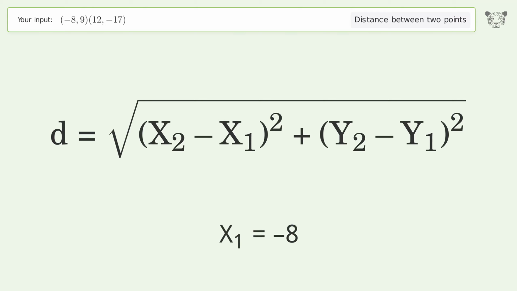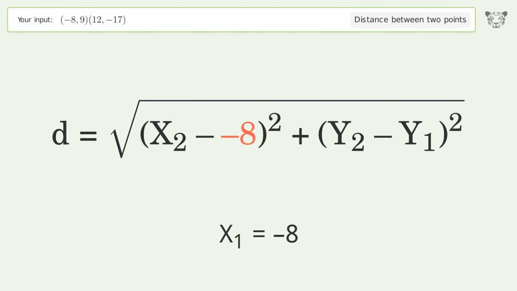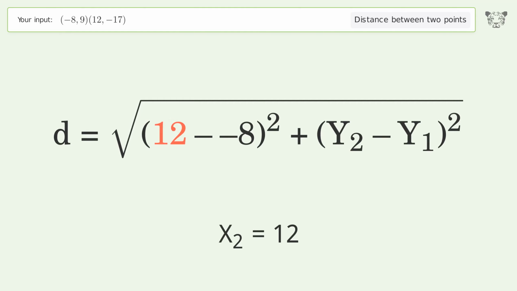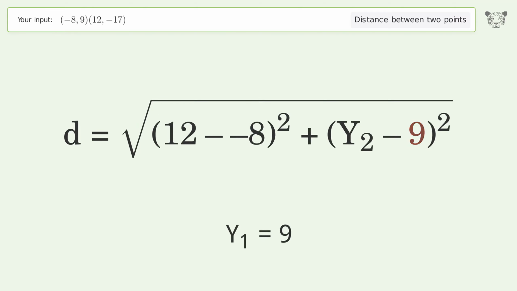x1 equals -8. x2 equals 12. y1 equals 9. y2 equals -17.